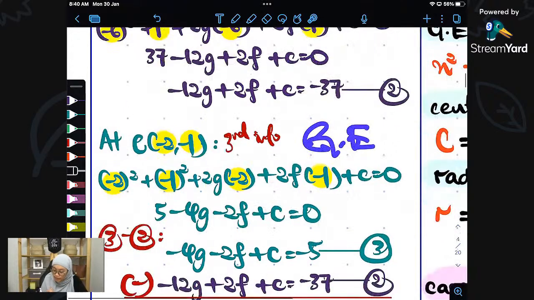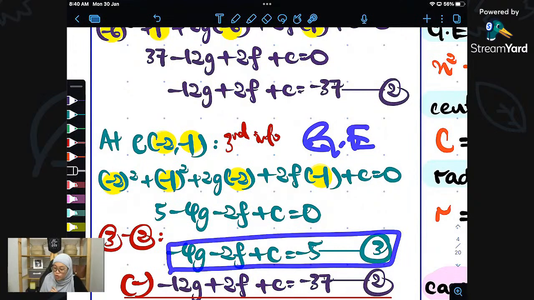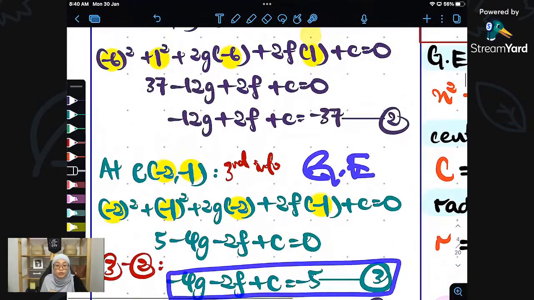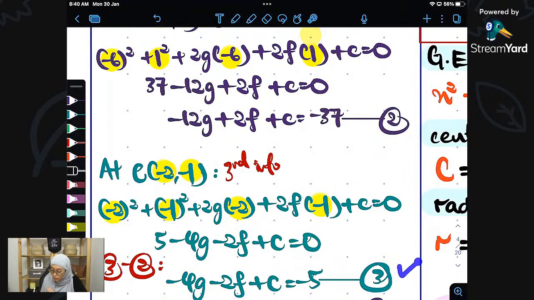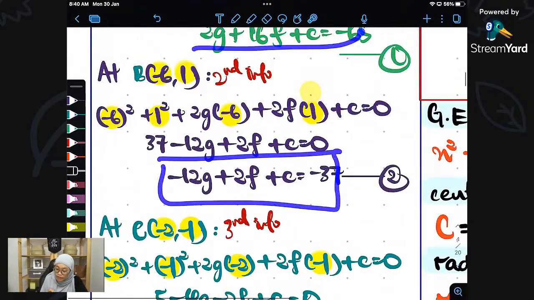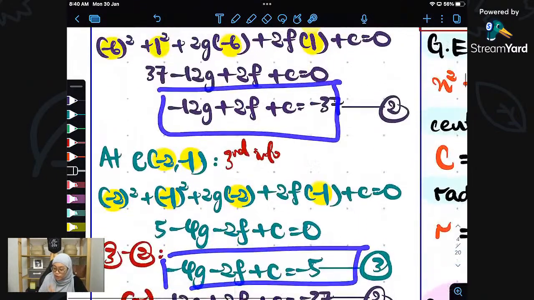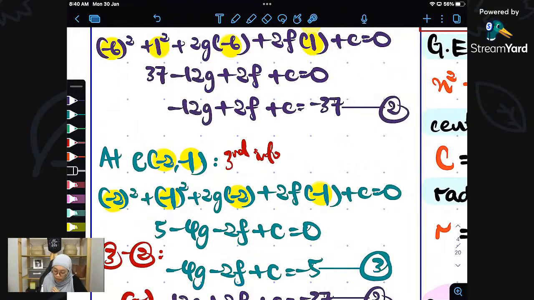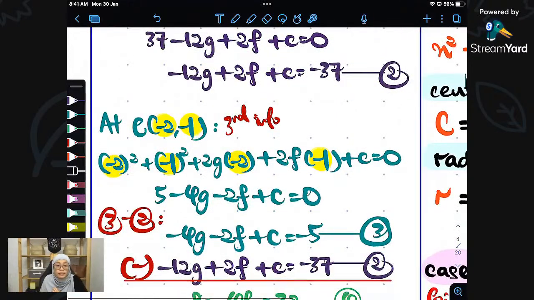And so you will get the next equation, which is negative 4, negative 2 plus C equals to negative 5. This is my third equation. So basically, setiap equation saya mempunyai G, F, dan C kalau you perasan. Everything here got G, F, and C. Very good. Very nice. So what I did here is, simultaneous saya buat dalam bentuk 3 tolak 2. So 3 tolak 2. So I do 3 minus 1.